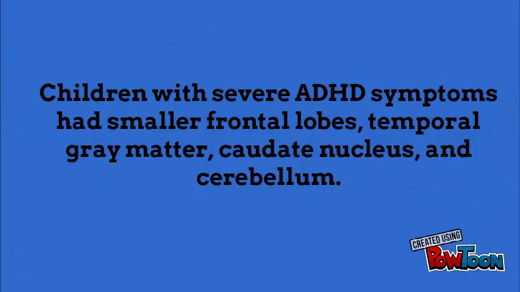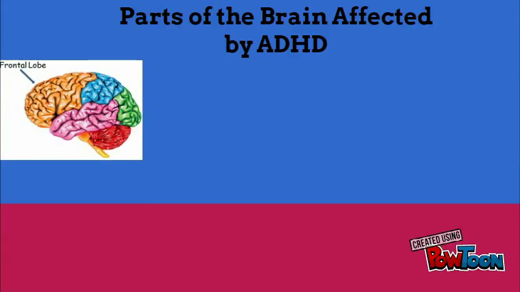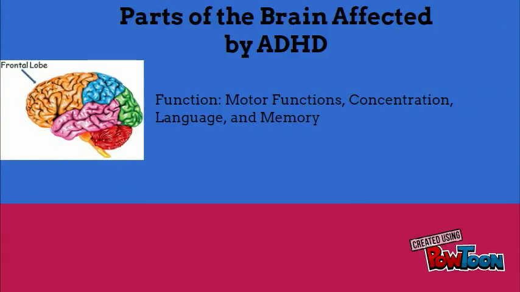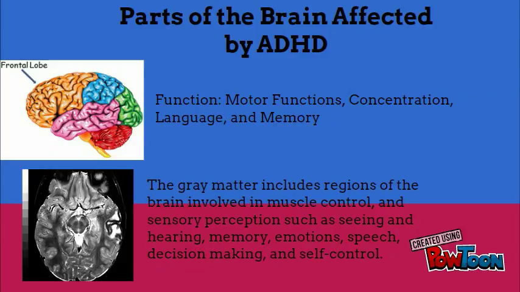Children with severe ADHD symptoms had smaller frontal lobes, temporal gray matter, caudate nucleus, and cerebellum. The frontal lobe functions the motor functions, concentration, language, and memory. The gray matter includes regions of the brain involving muscle control and sensory perception, such as seeing, hearing, memory, emotions, speech, decision-making, and self-control.